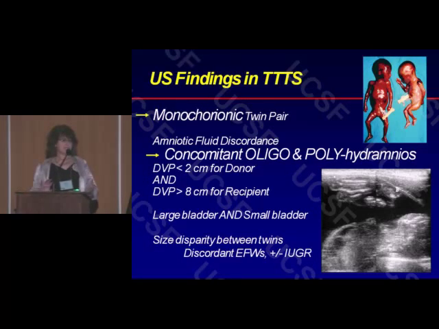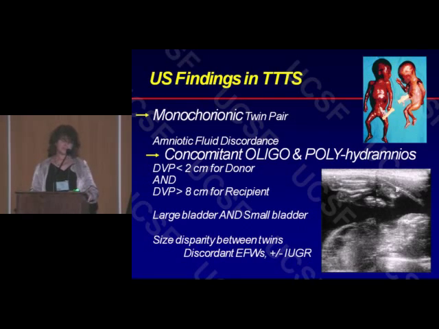abnormal fluids, not just low and high, but true oligohydramnios and polyhydramnios, defined as a deepest pocket less than 2 in the donor, deepest vertical pocket greater than 8 in the recipient. That constellation of findings equals the diagnosis of twin-twin transfusion syndrome.